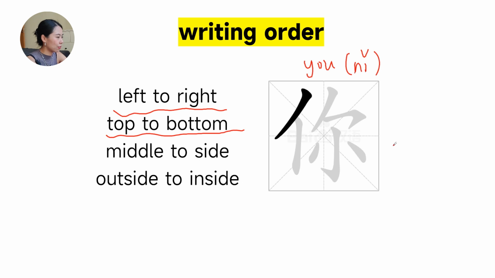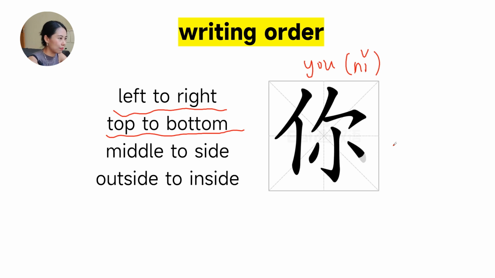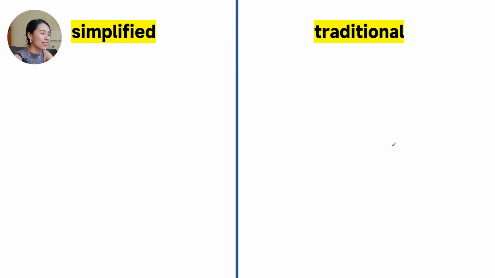Look at this. This is how we write: from top to bottom, from left to right. So speaking of Hanzi, there's a simplified version and a traditional version. Which one should I learn, or what's the difference between them?